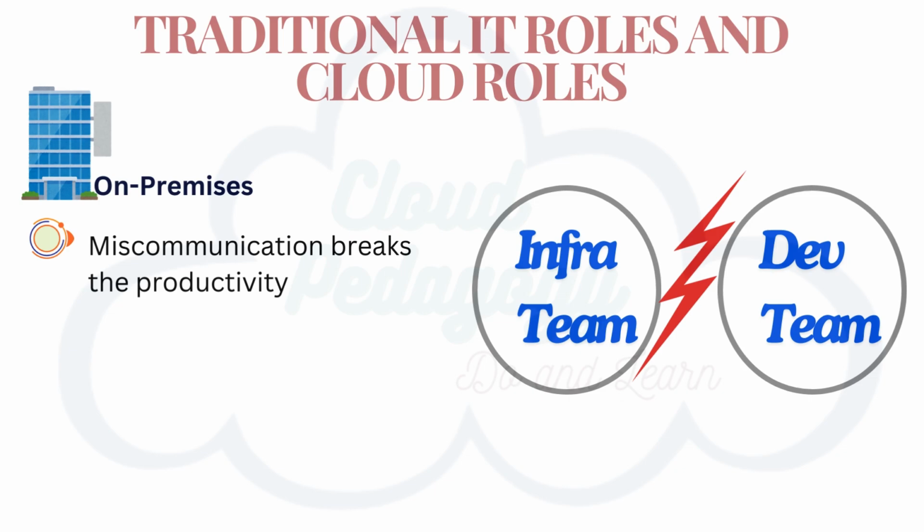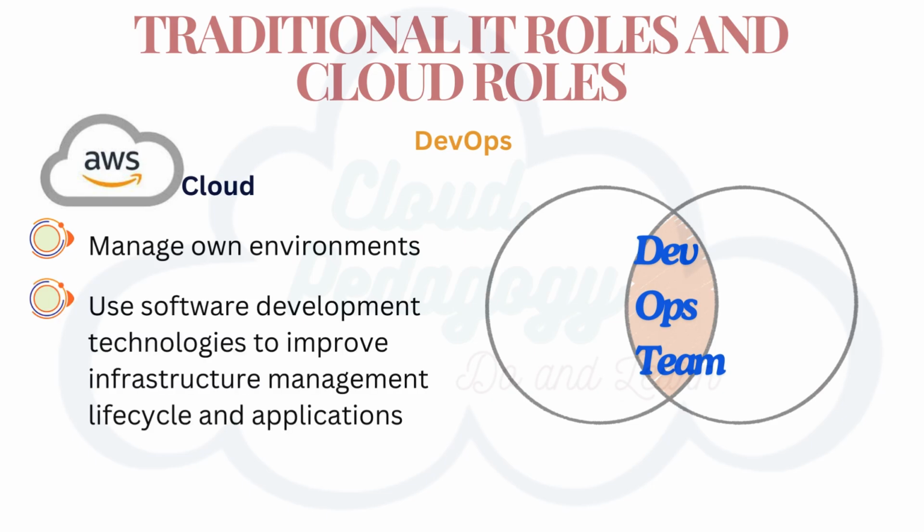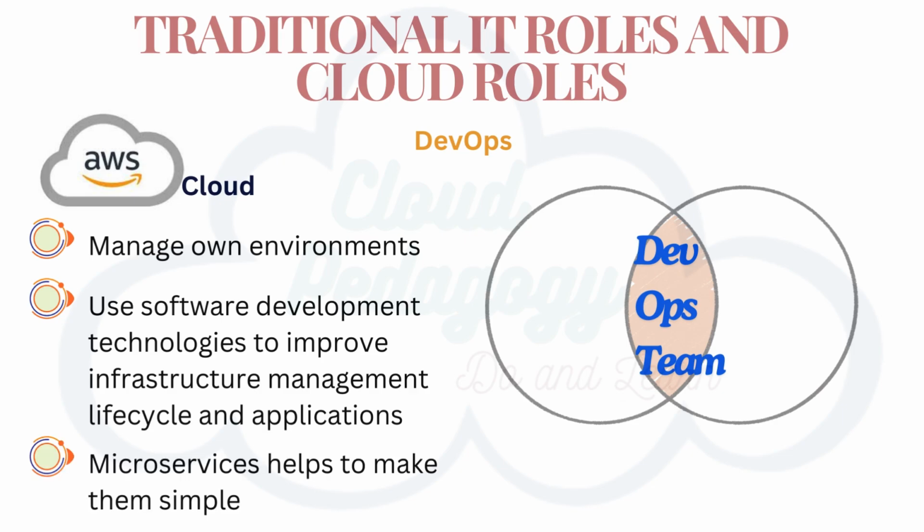Friction creates silos and silos slow things down. Evolution and slow things usually don't go well together. And because cloud makes environment provisioning simple, people started coding things for pipeline automations, code deployments, and even started managing their own environments. What I'm telling you is the rise and adoption of the DevOps culture. DevOps are people who use software development technologies to improve the infrastructure management lifecycle. For the sake of simplicity, environments became smaller and smaller. At that point, people started calling them microservices.